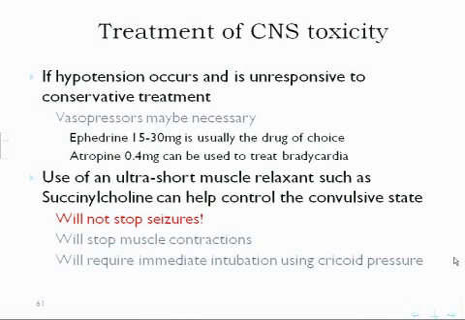I think it's really stupid. The book says that it's a good idea to stop the seizures. Guess what? It does not stop seizures. Succinylcholine paralyzes you to make it appear that you're not seizing, but you're still seizing. Okay? So please don't believe that. That book, I don't know why they said that in the book. So do not use that medication.